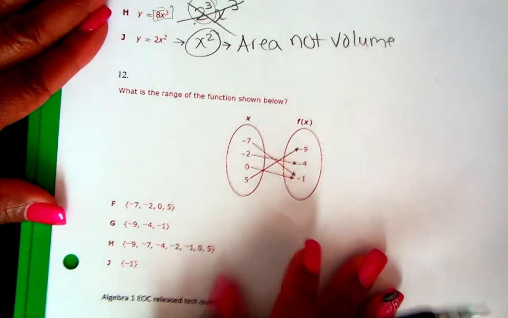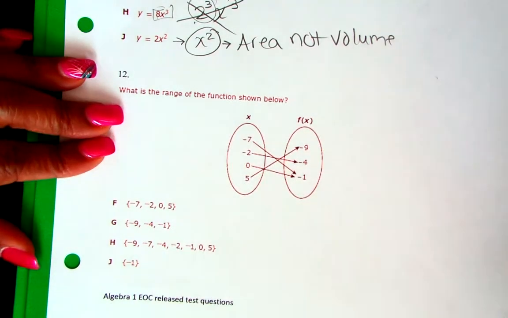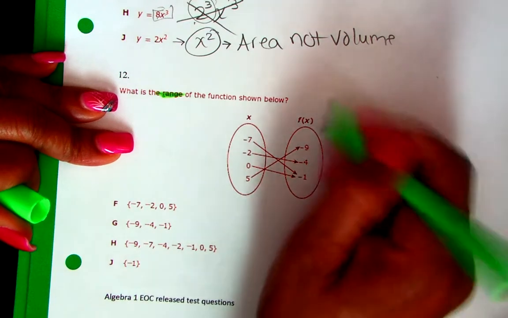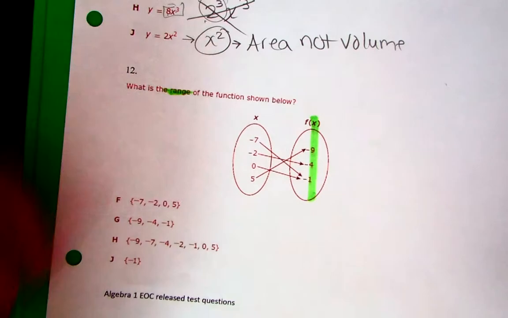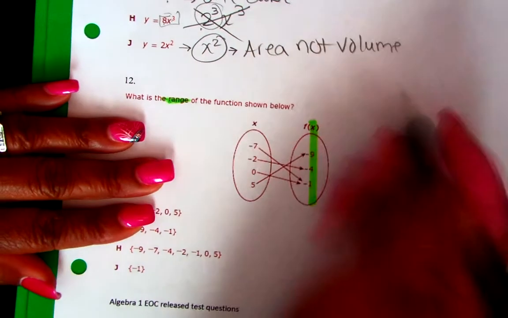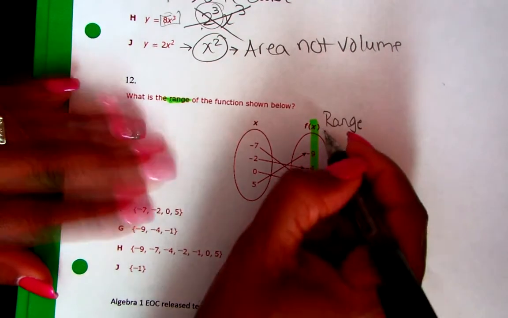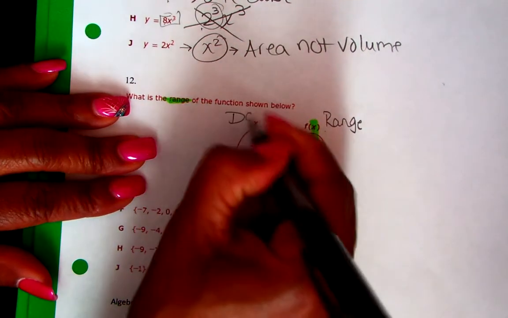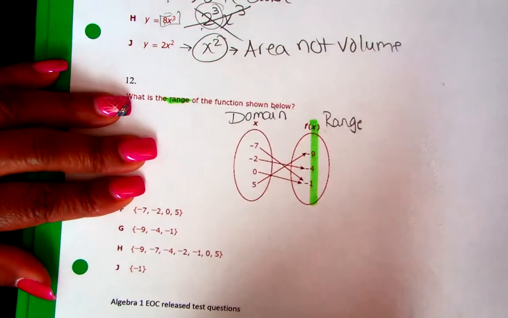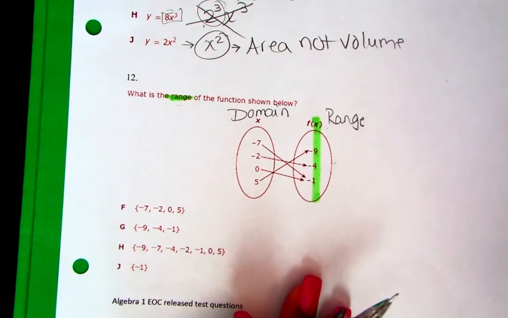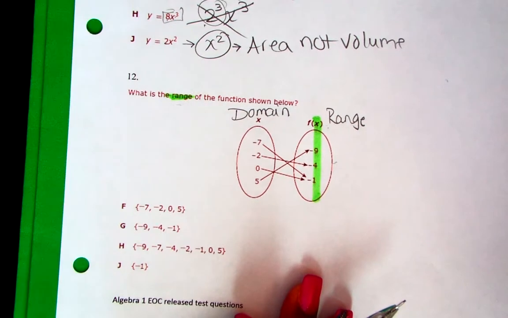Number 12. What is the range? What is the range? The range. And you notice I'm just going on and the range. And I'm going to write range for f of x, which is your dependent. And x is the domain, which is your independent. What is the range of the function shown below? Okay. Notice when something jumps out, I take care of it then. You should.